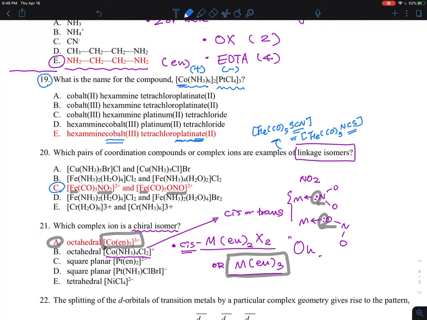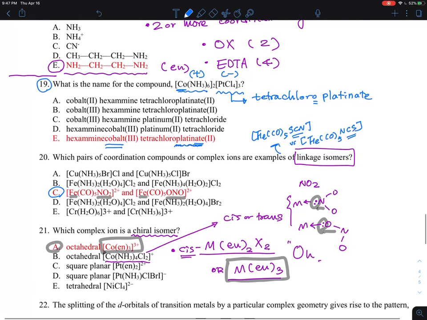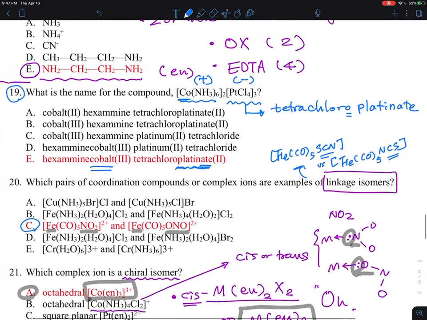So how does this name come about? A 4 means tetrachloro, right? So that's tetrachloro. Platinum, so platinate. That's the one. And then what do you do now?